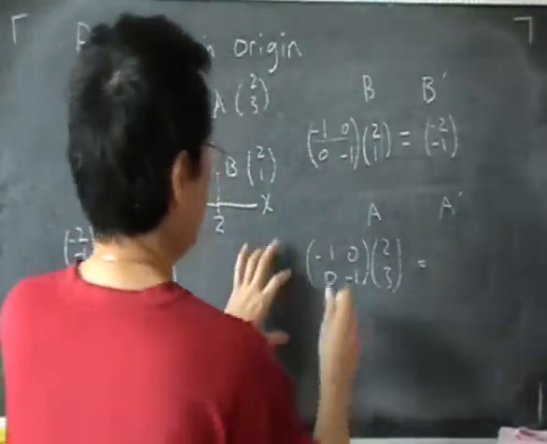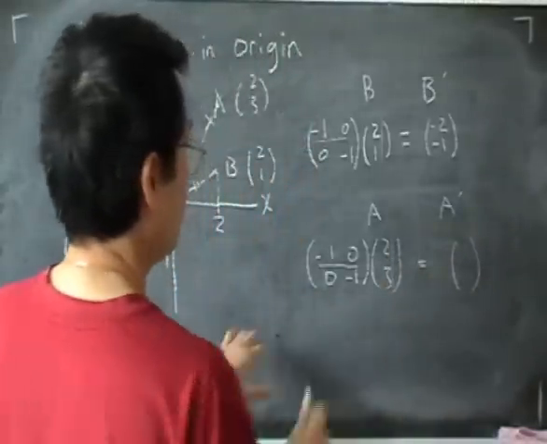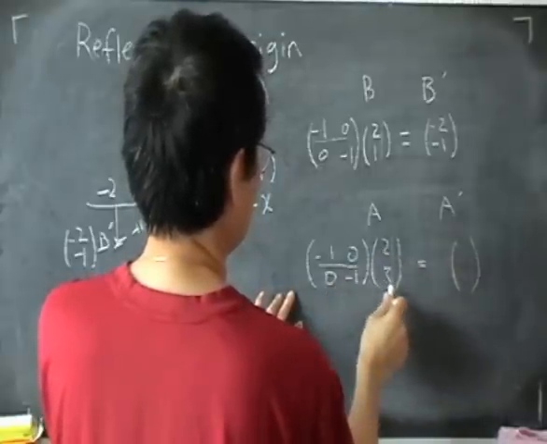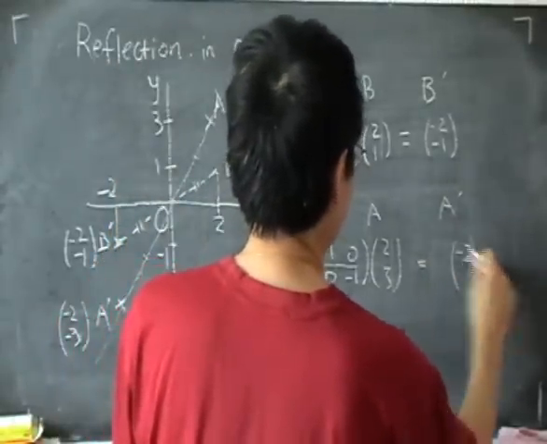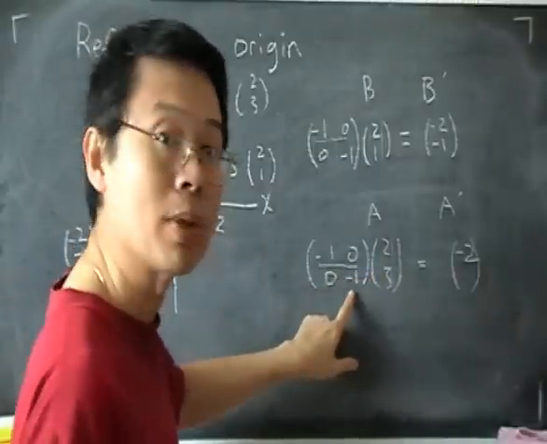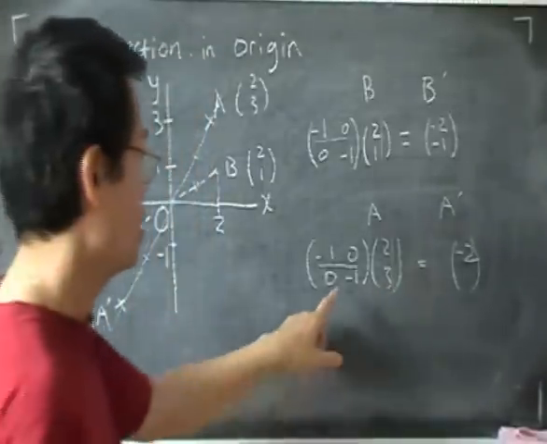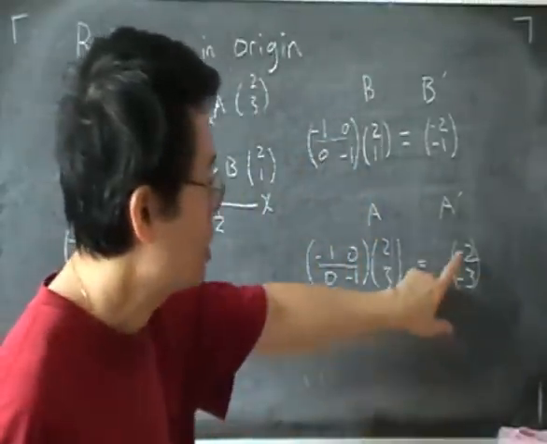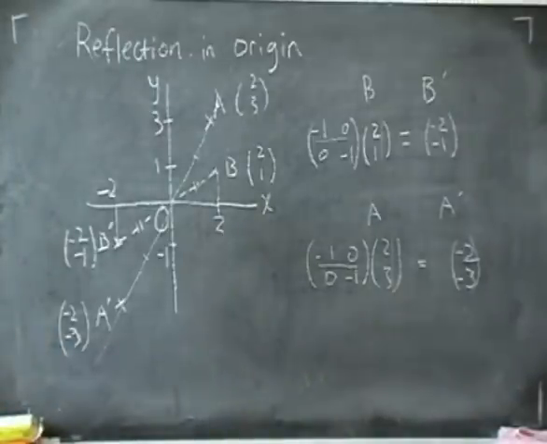The first row times the first column: minus 1 times 2 is minus 2, 0 times 3 is 0, so minus 2 plus 0 is minus 2. Next row, 0 times 2 is 0, minus 1 times 3 is minus 3. We have 0, minus 3, minus 3. The answer is minus 2, minus 3, which is correct.